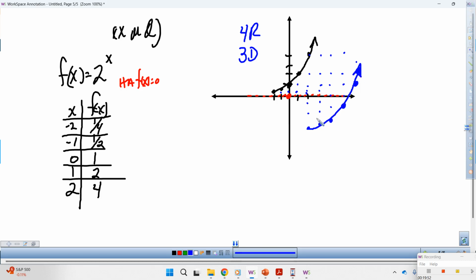Now we do need an HA, but before that, look up, write the function for this new one, please. Still base 2. We moved it 4 to the right, 3 down. All right, tell your neighbor what you wrote. g of x equals 2 to the what? We moved it 4 to the right, 3 down.